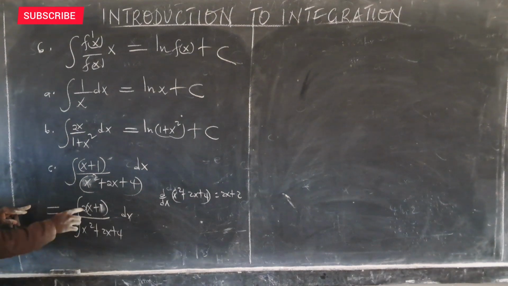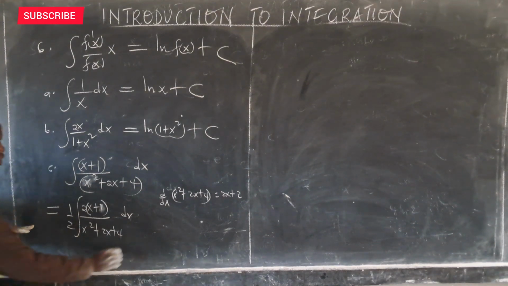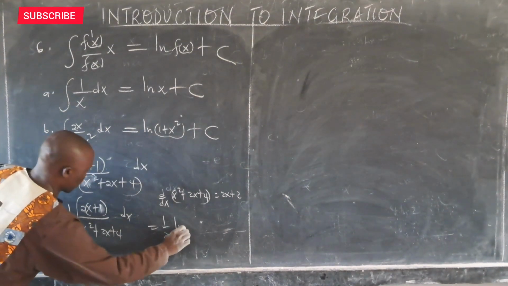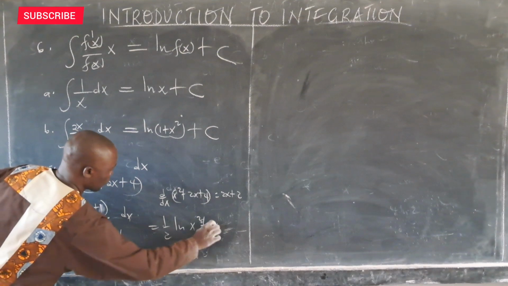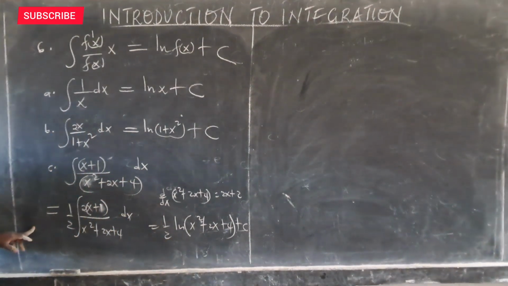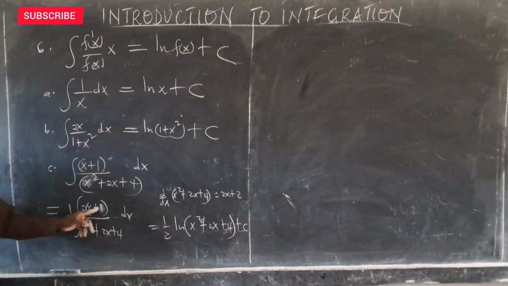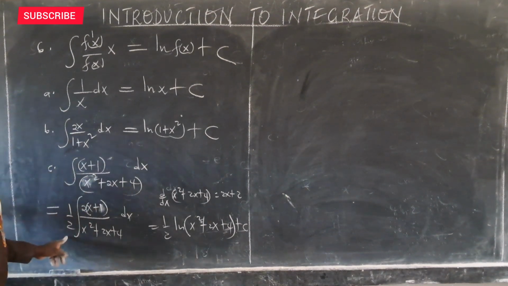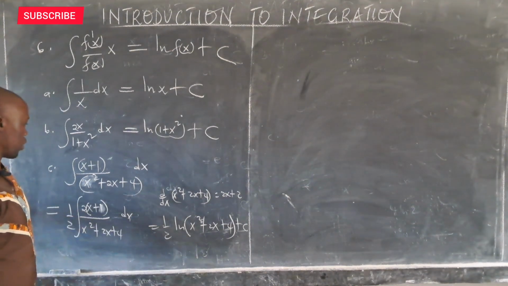But since this 2 was missing, I put half here. So the final answer will be a half in denominator plus 4 plus 6. Because if you differentiate this, you get accurately this, but because this 2 was not there, we introduced a half here, so that gives you a half in of this.